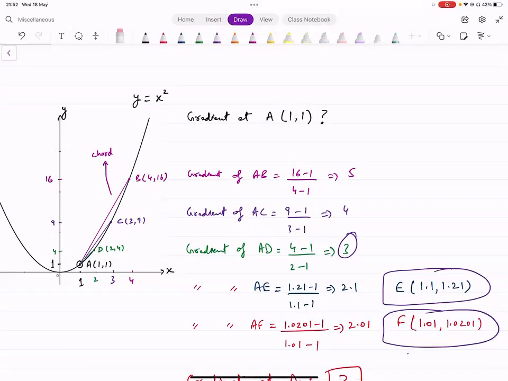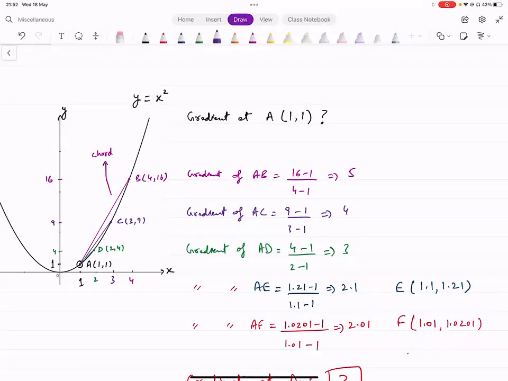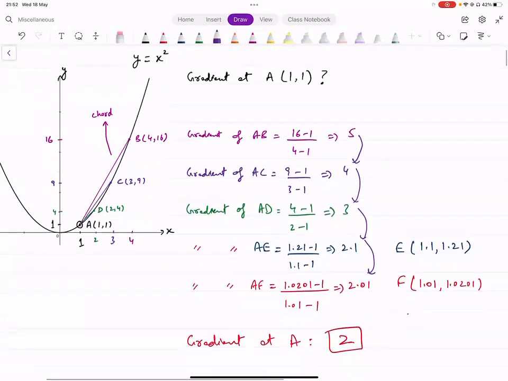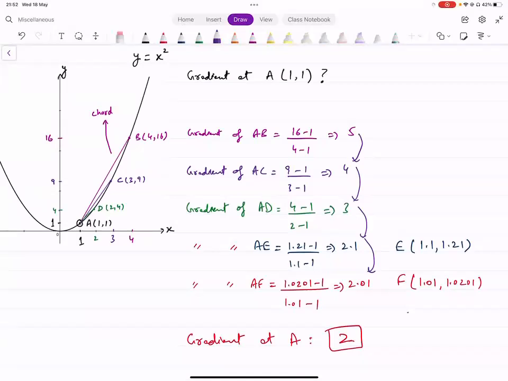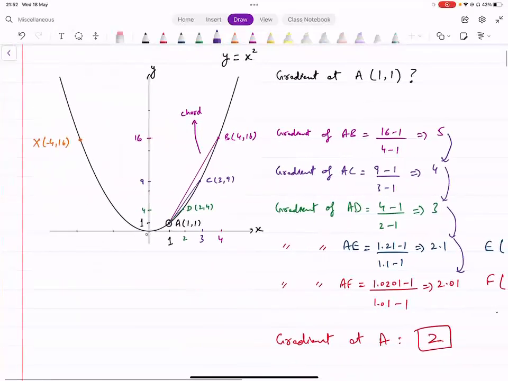For all of these, you found the gradients of the lines joining these points with A. So see what sequence is forming. You started from 5, 4, 3, 2.1, 2.01. Now see which value these are approaching. It's pretty obvious from here: your values are approaching 2. So the gradient at the point A should be 2 here, right? So that's the method we need to know for estimating the gradient of a curve at a particular point like this.